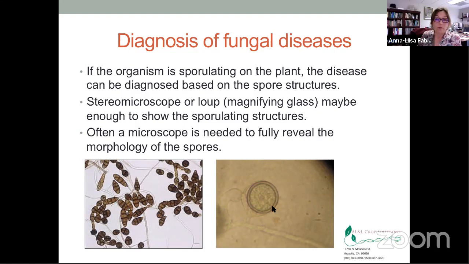So how do we diagnose fungal diseases? Sometimes if the organism is sporulating on the plant or producing spores, the disease can be diagnosed based on the spore structures that are appearing. You may only need a loop, a magnifying glass, or sometimes a stereo microscope is enough to see. These are compound microscope pictures here, spores of Alternaria, and oogonium turning into an oospore of Pythium. So they could be seen even without further lab diagnosis.